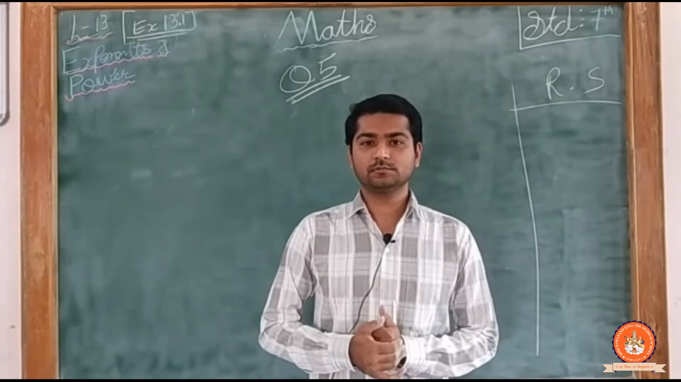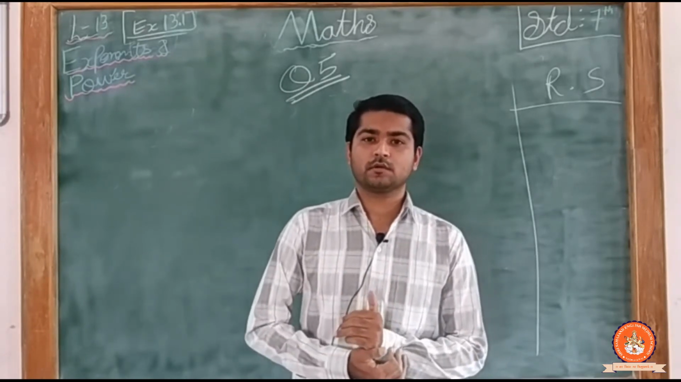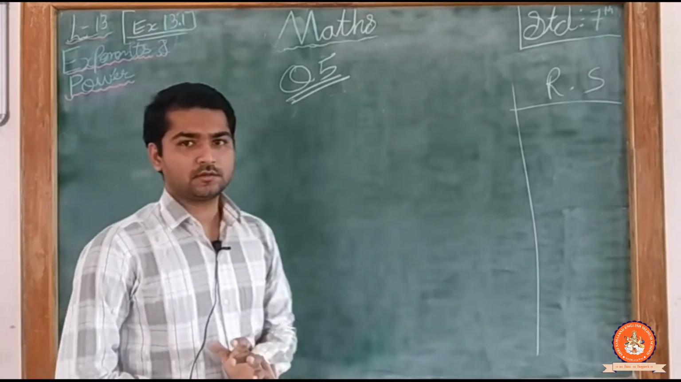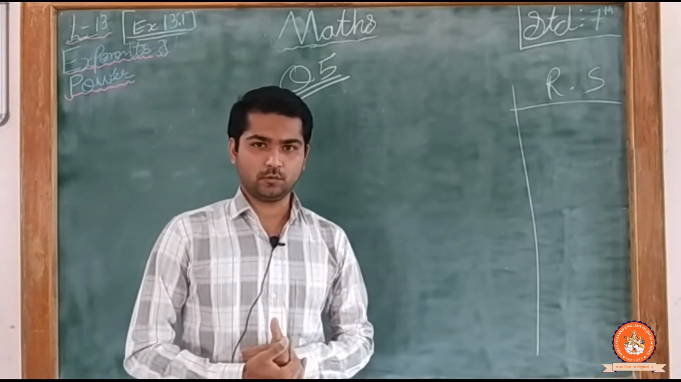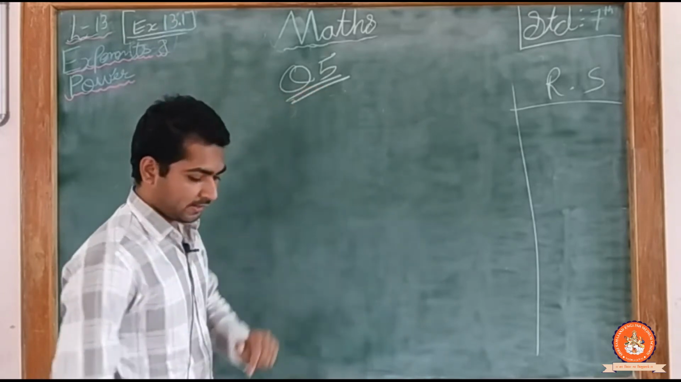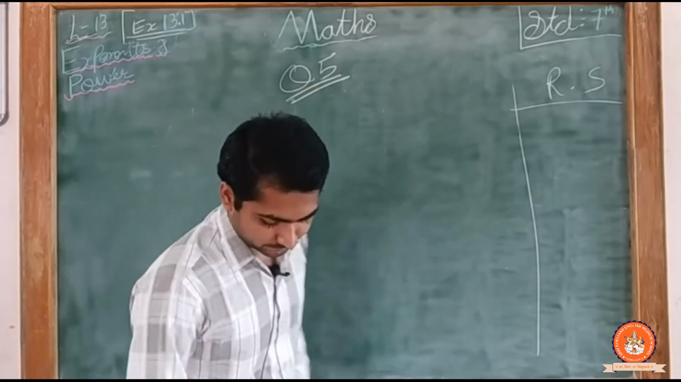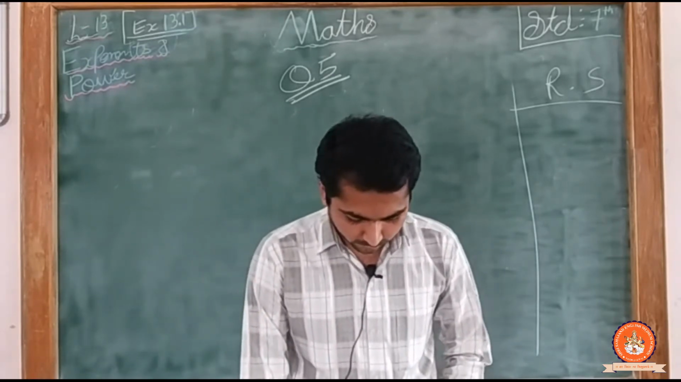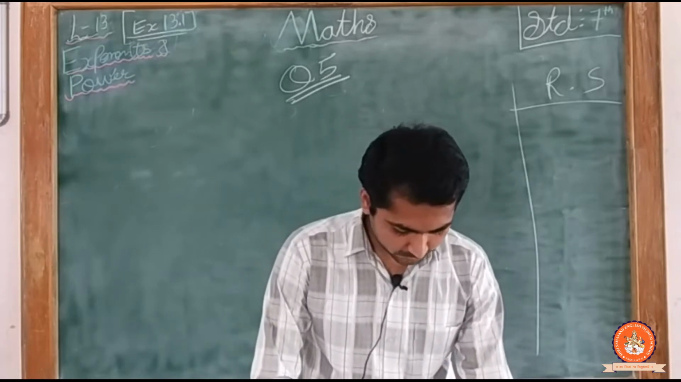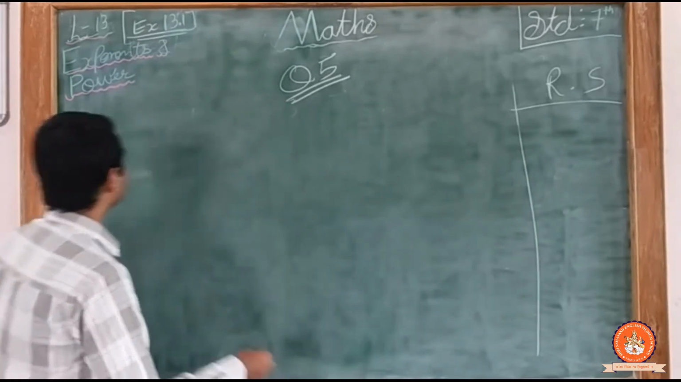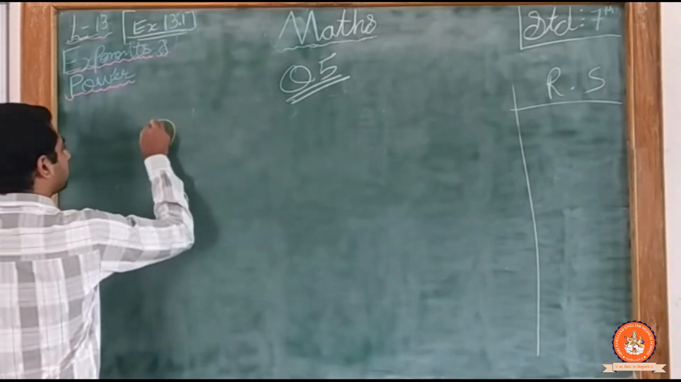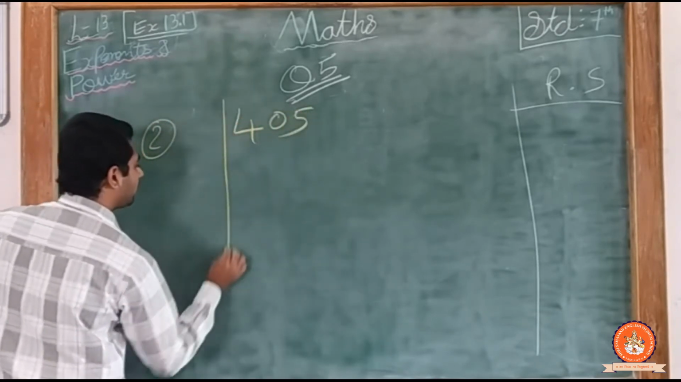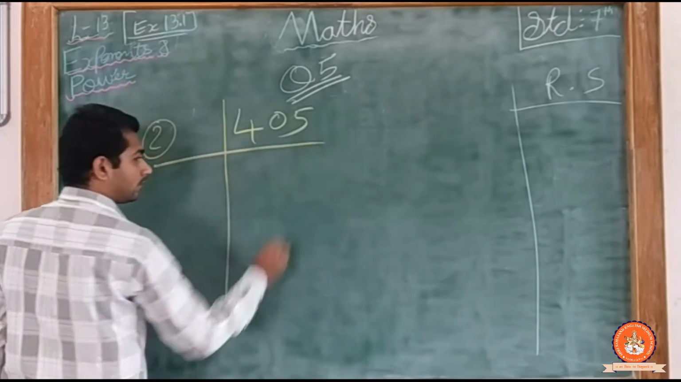In part number 2, I had explained up to number 1 of question number 5. Now we are continuing with sum number 2 of question number 5. Let's start the question. So the question is 405. We have to divide with the prime number only.